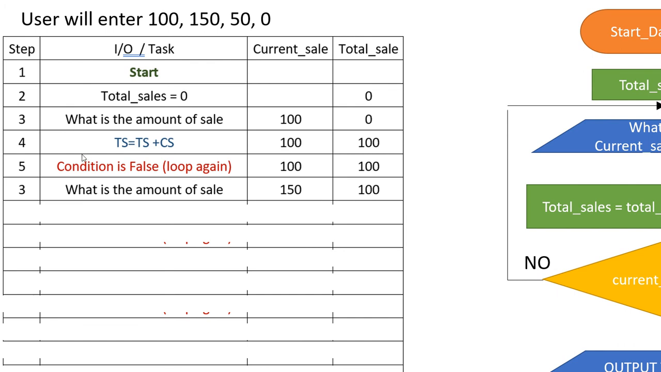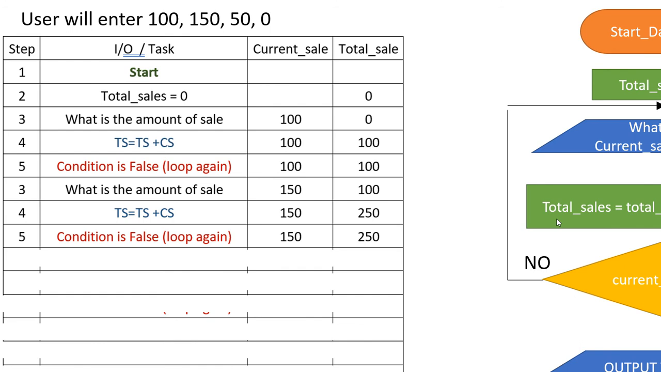We asked the user for the next number. The next number is 150. So now I have 150 for the current sale, and I have 100 for the total. Then I will go to the green box. After the blue box, I go to the green box and do the add. So now my total sale will equal 250. Then I go again to the condition.